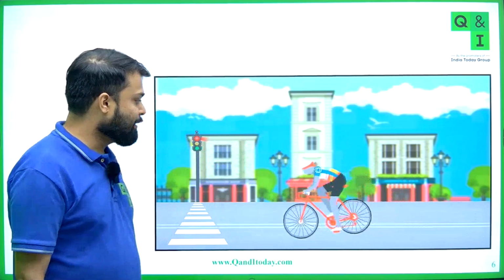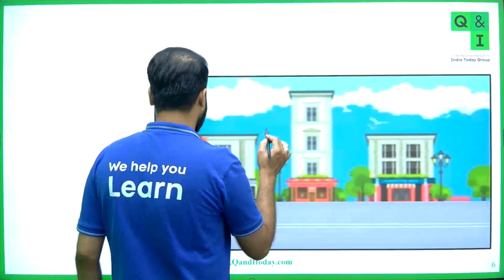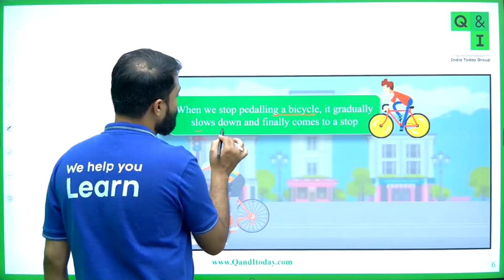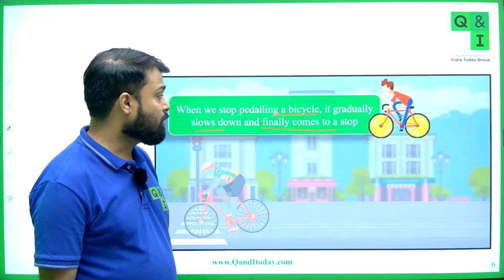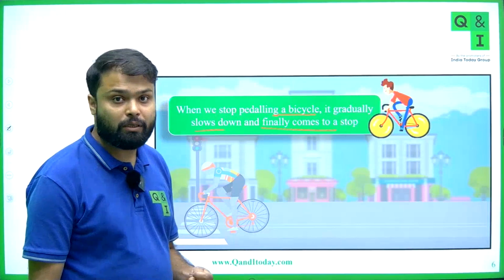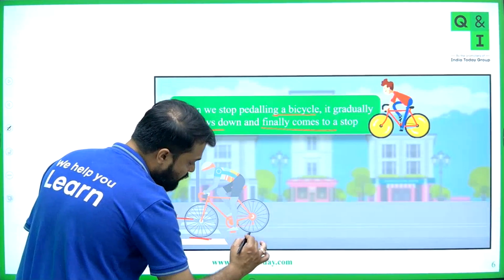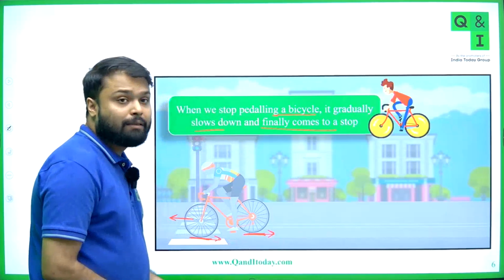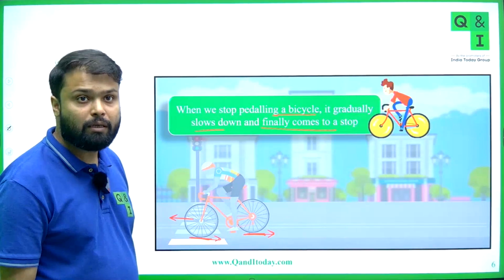Okay. So here, if someone is on a bicycle and we stop pedaling, it gradually slows down and finally comes to a stop. Friction will act upon it. Very good. Friction acts opposite to the direction of motion. If the cycle is going towards the left, there is a friction force between the tire and the road, and this friction force acts opposite to the direction of motion. That means there is a force which is opposing the motion, and that force we call friction force.